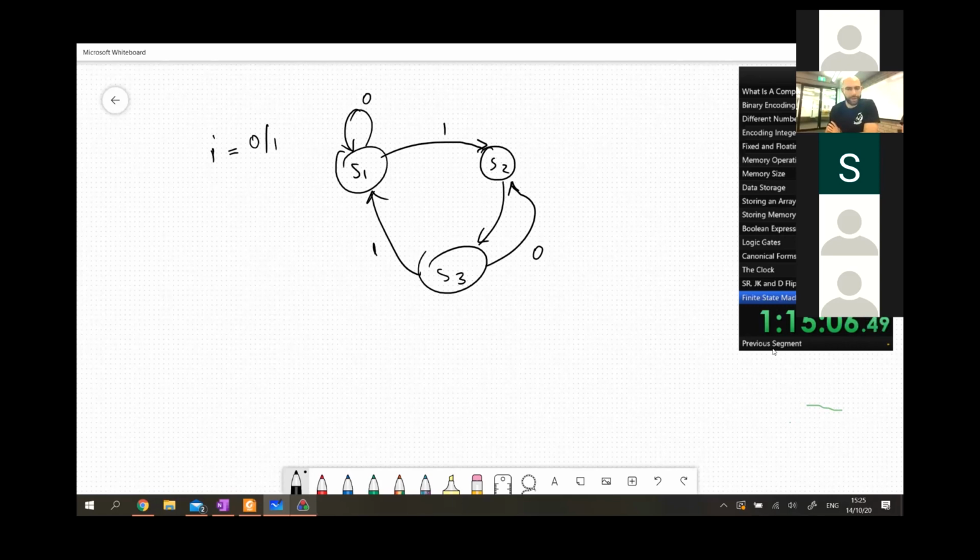So we can actually represent these inputs and states as binary combinations. Say we've got these 3 states, we can say S1 is equal to 0, 0, S2 is 0, 1, S3 is equal to 1, 0. Okay, so we've got that. We've got an input, which is just 1 bit. Well, what if we had a truth table?